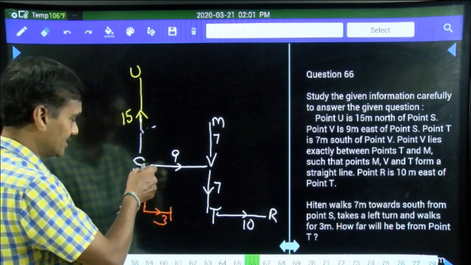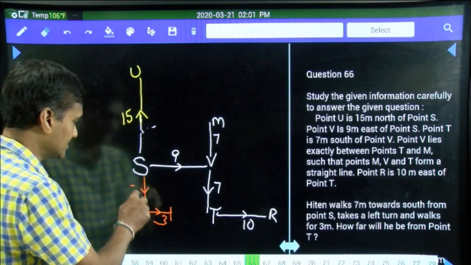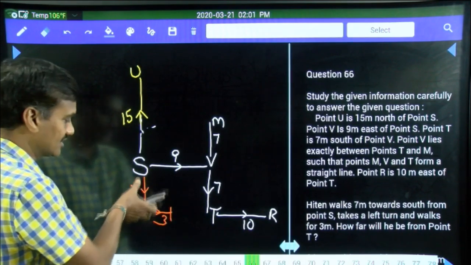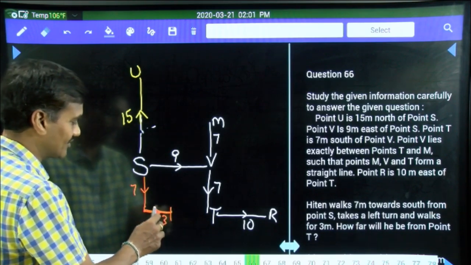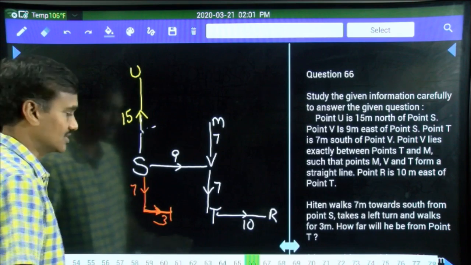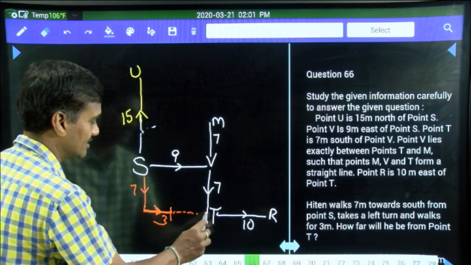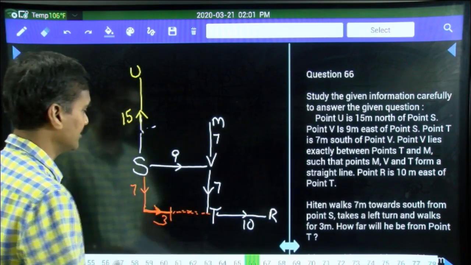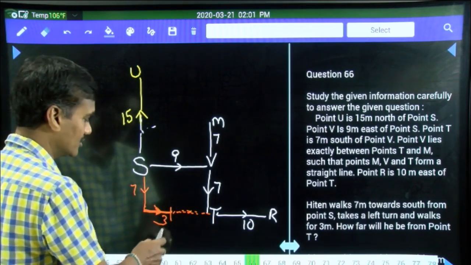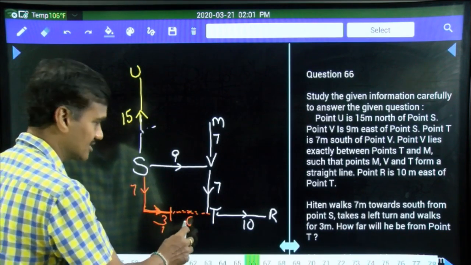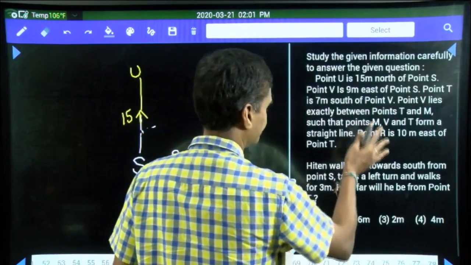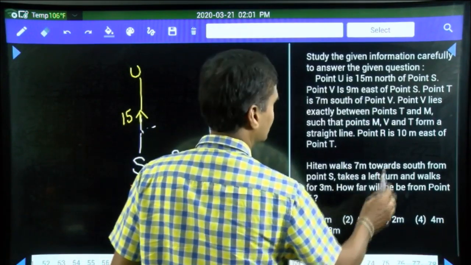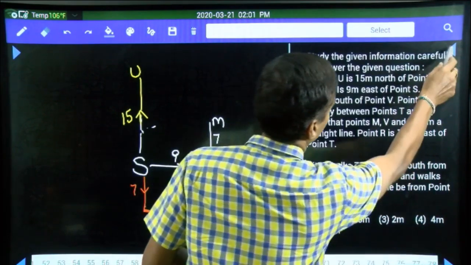Hithin starts at S and walks 7 meters south, so here also it is 7 meters. Both are the same. Then from there he turns left and walks 3 meters. Now what is the distance between these two points? Total 9 meters. Out of that he covered 3. How much is left? 6 meters. Choice 2 is the answer. Clear now?